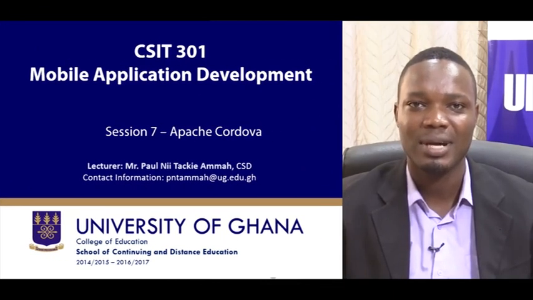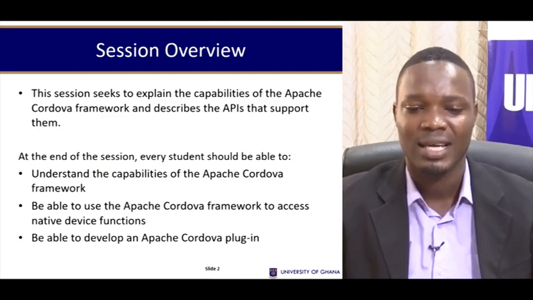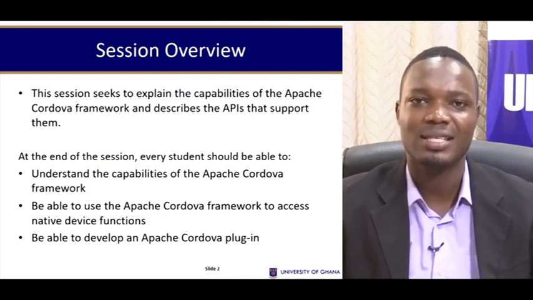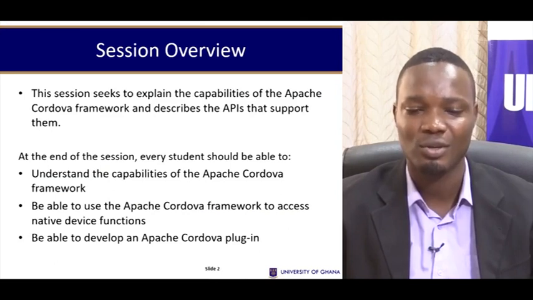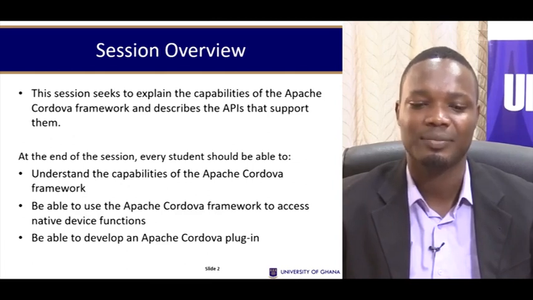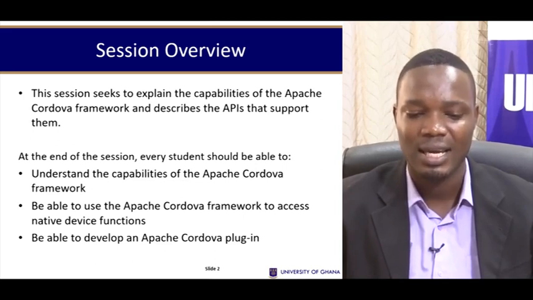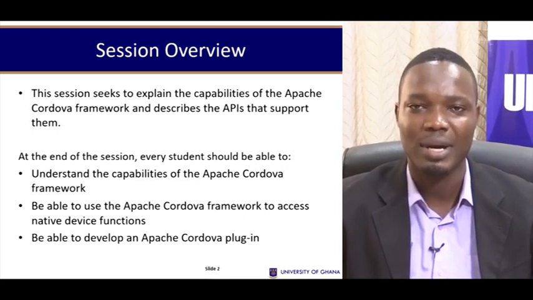Today we want to talk about Apache Cordova. Apache Cordova, like I mentioned earlier, is the framework where Worklight is built on top of. In this section, we seek to explain the capabilities of the Apache Cordova framework, and we want to describe APIs that support them. At the end of this session, every student should be able to understand the capabilities of the Apache Cordova framework. Every student should be able to use the Apache Cordova framework to access native device functions, and finally be able to develop an Apache Cordova plugin.